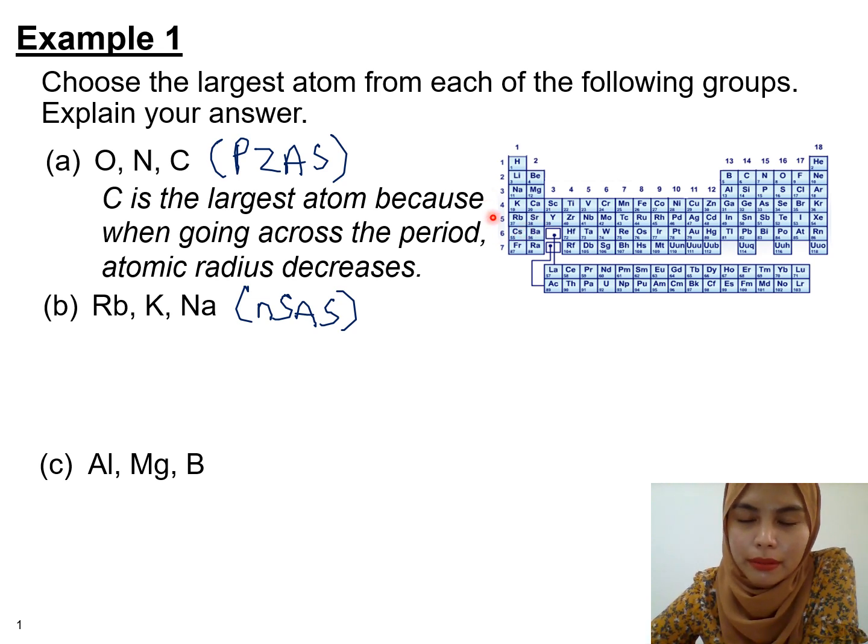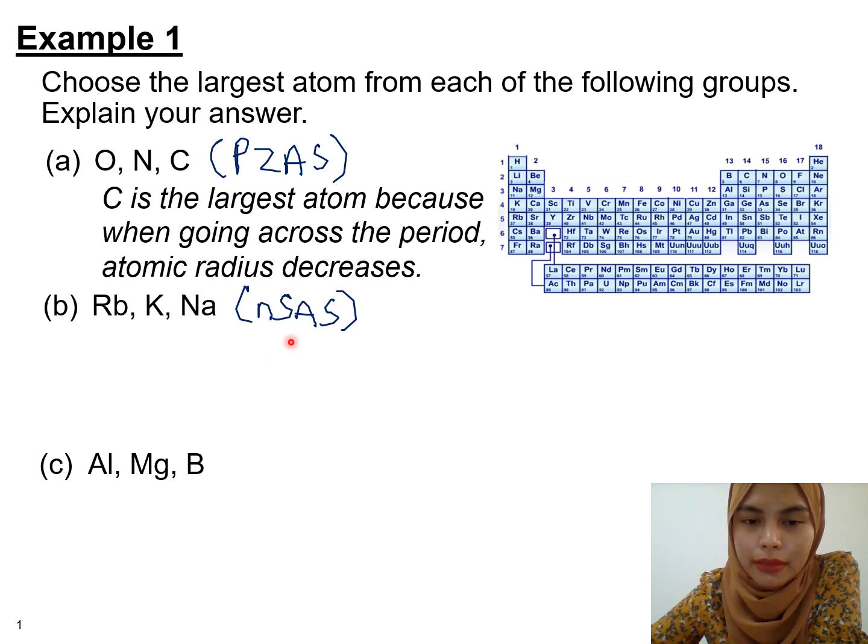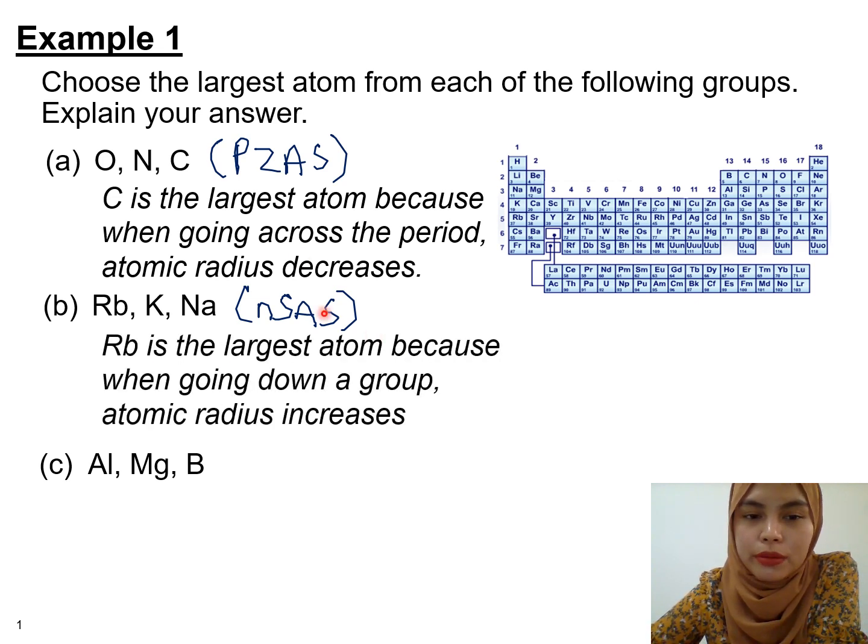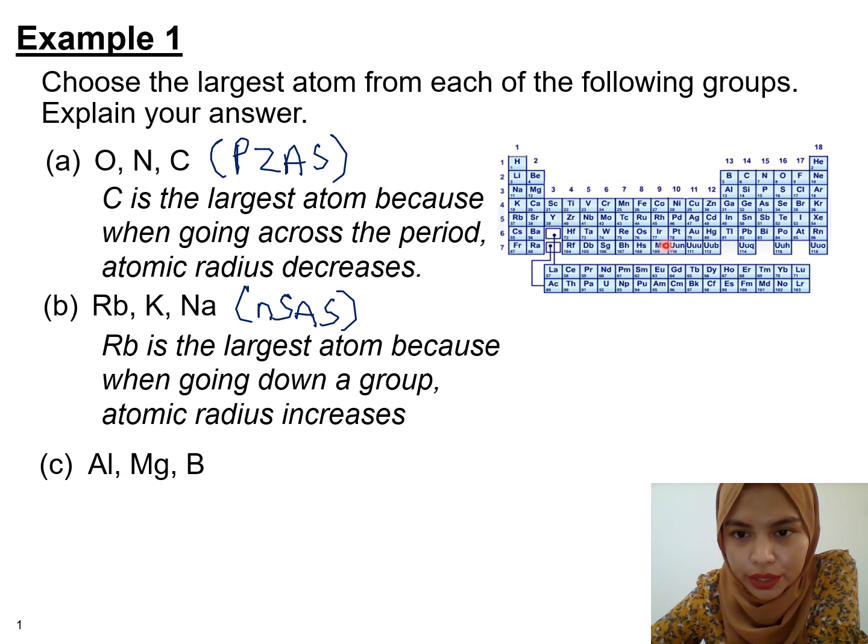So bila number of shell bertambah, makanya shielding effect akan bertambah. Attraction between nucleus and outermost electrons akan berkurang. Therefore, going down the group, the size will be increased. So, down the group rubidium lah akan jadi atom yang paling besar. Okay, so rubidium is going to be the largest atom because when going down the group, atomic radius increases. Last one ialah between aluminium. Aluminium berada dalam periodic table of element.